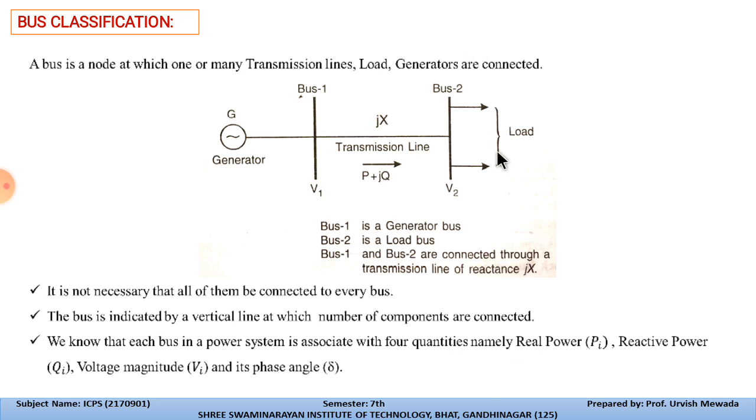The first quantity that we already know is real power, that is Pi. This real power is also called true power, or the power consumed by the circuit or network. Then the reactive power, this is Qi, which arises just because of the components or elements present in the transmission system. And voltage magnitude Vi and the phase angle delta. So these are the parameters that each bus in the power system is associated with.